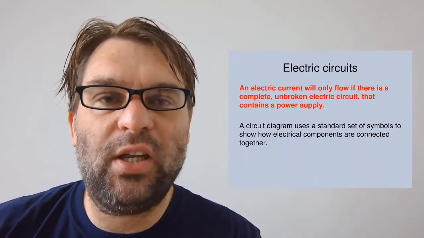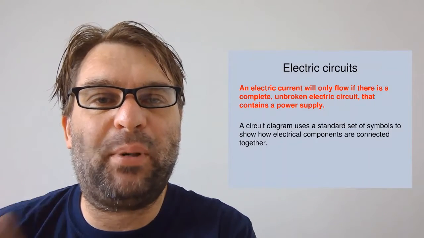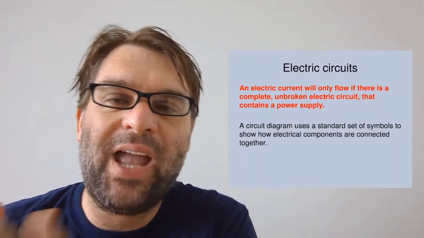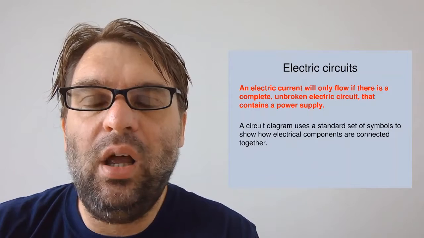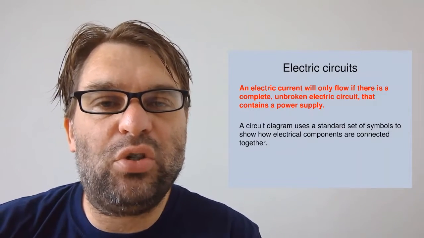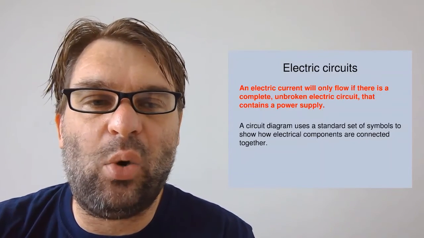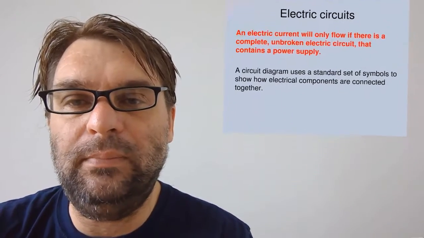Right, so what is a circuit? Basically a circuit is a complete and unbroken loop, it can't have any breaks in it, otherwise electricity will not flow, and it needs to contain a power supply, either a cell or a battery. And a circuit diagram is used with standard symbols so everyone understands what circuit you have created. So we have to go through those circuit symbols.